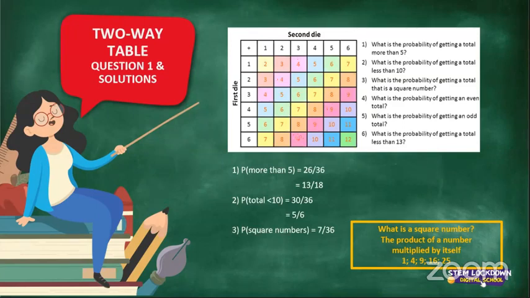You guys are on fire, definitely. Okay. Ooh, almost gave it away. Number 4. What is the probability of getting an even total? Okay, what are even numbers?